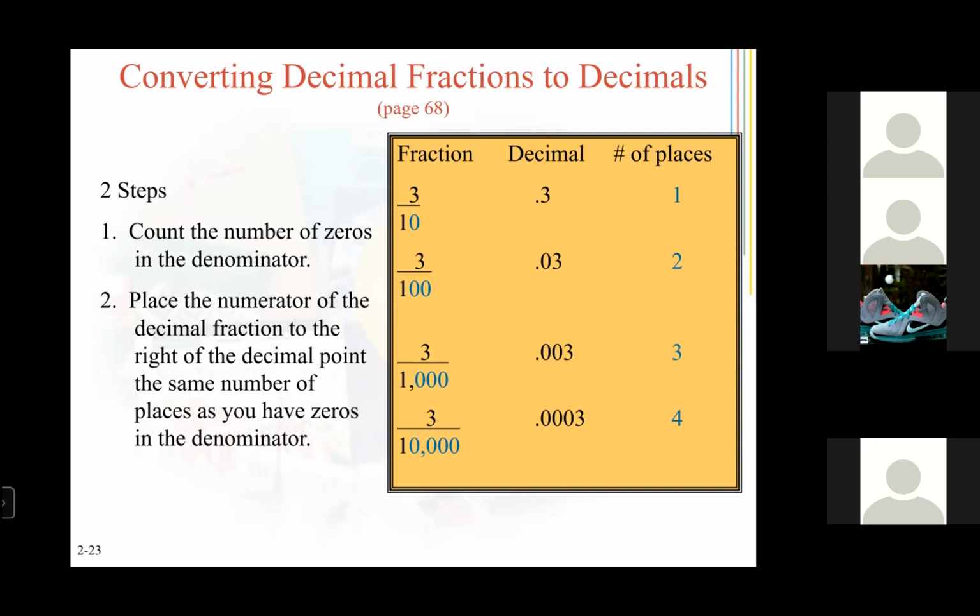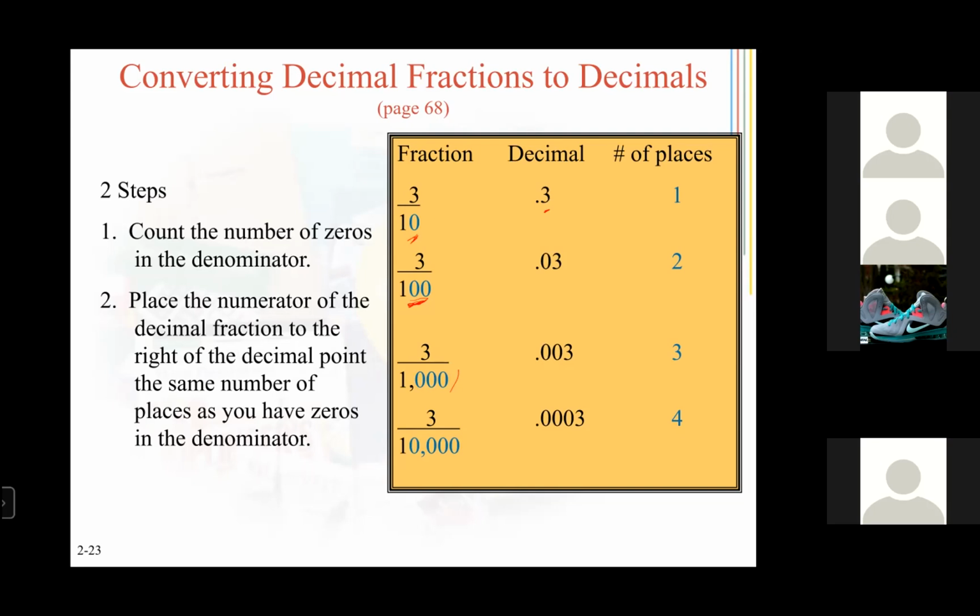Here we have 1 zero in the denominator, so you're going to put the 3 one place after the point. Here we have 2 zeros in the denominator, so you're going to put the 3 two places after the point. In this third one, we have 1,000, which is 3 zeros, so you're going to put the 3 three places after the decimal point, and the pattern continues. Depending on how many zeros are in your denominator, that will indicate where the point should go in relation to the digit on top.